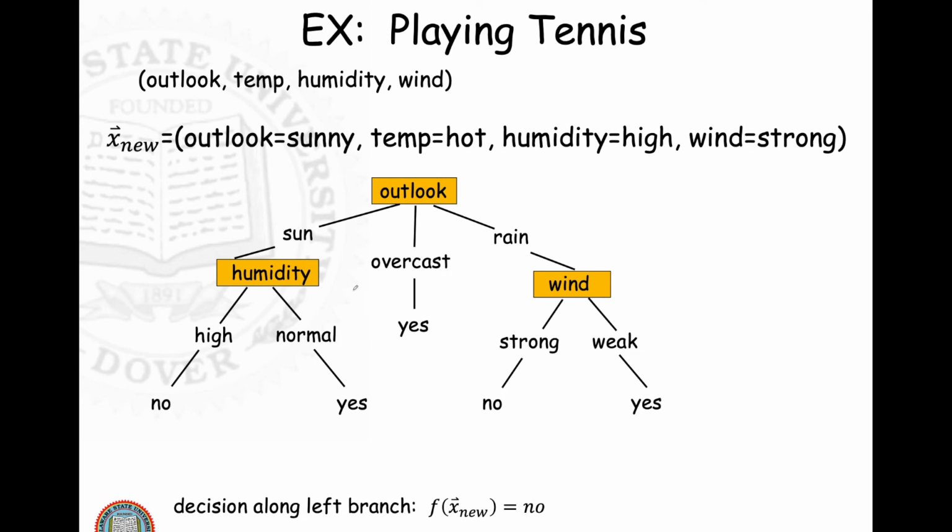So here's an example. We have a 4-dimensional feature vector, and we're going to have 4 different attributes, one for each feature. One is called outlook, and that's the outlook of the weather, whether it's sunny, overcast, or rainy, so that's categorical. And then we're going to have the temperature.